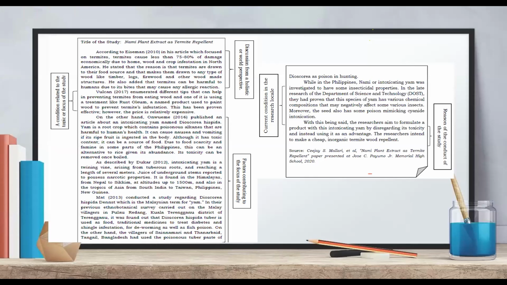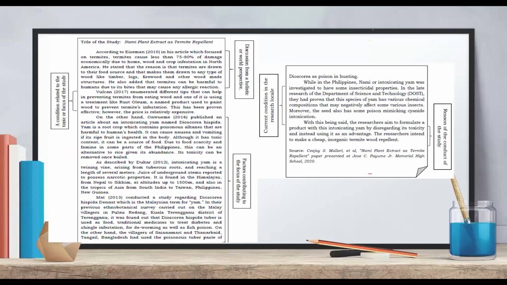And then on the second paragraph, Vulcan 2017 enumerated different tips that can help in preventing termites from eating wood, and one of them is using a treatment like Rust-Oleum, a named product used to paint wood to prevent termite infestation. So this has been proven effective. However, the price is relatively expensive.